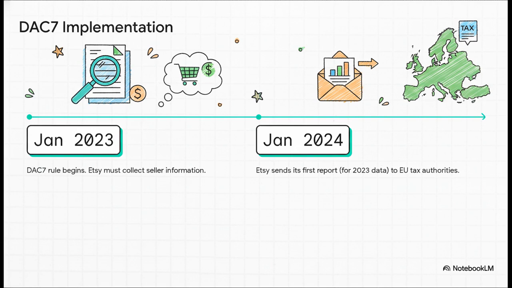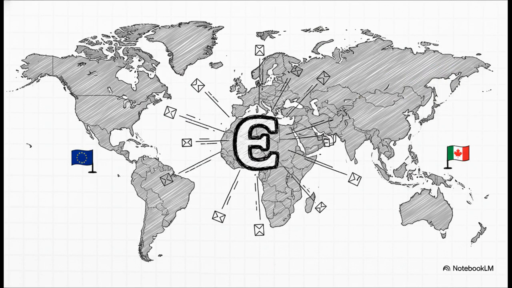Etsy started collecting this data back in January 2023, and they sent their very first official reports to the EU in January of 2024. And you know what? The EU is not alone here. From Canada and France to India and the US, a lot of governments now require Etsy to report seller data. This is a global trend, and it's all moving towards more and more tax transparency.